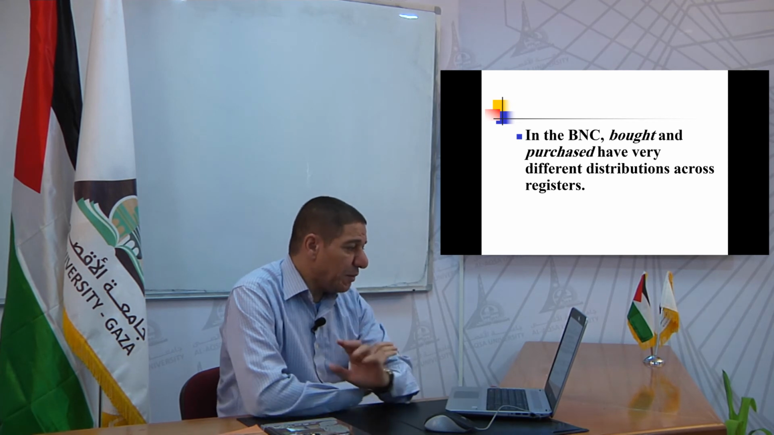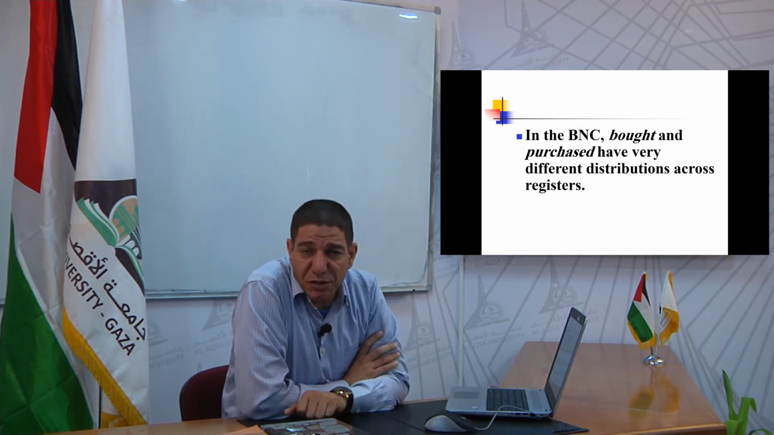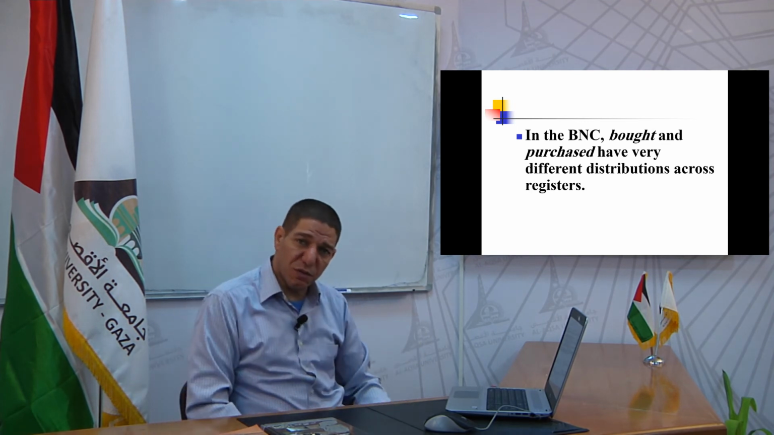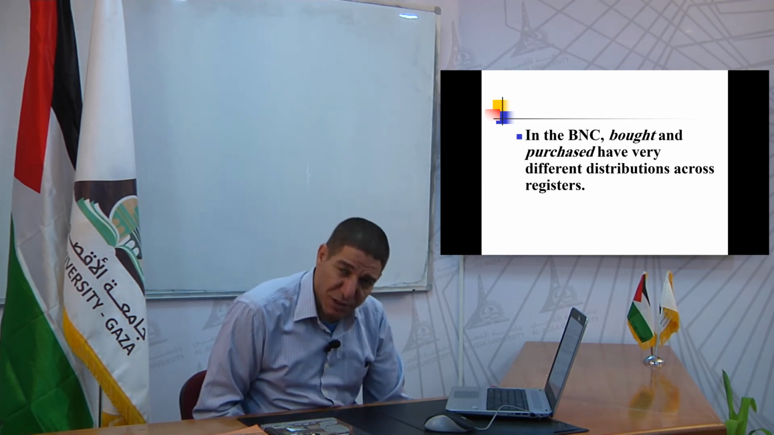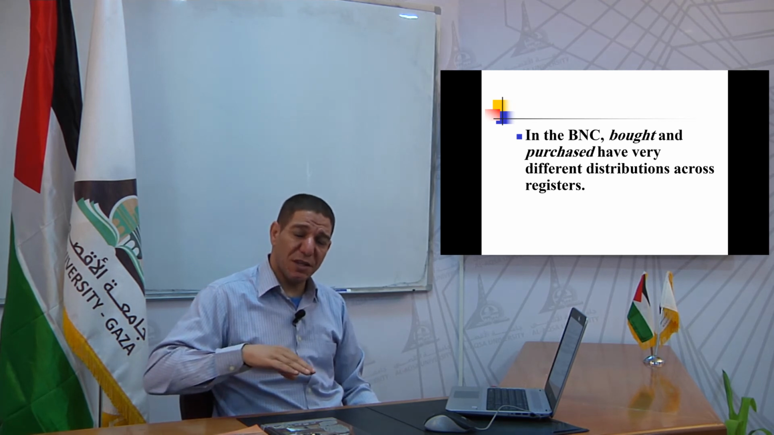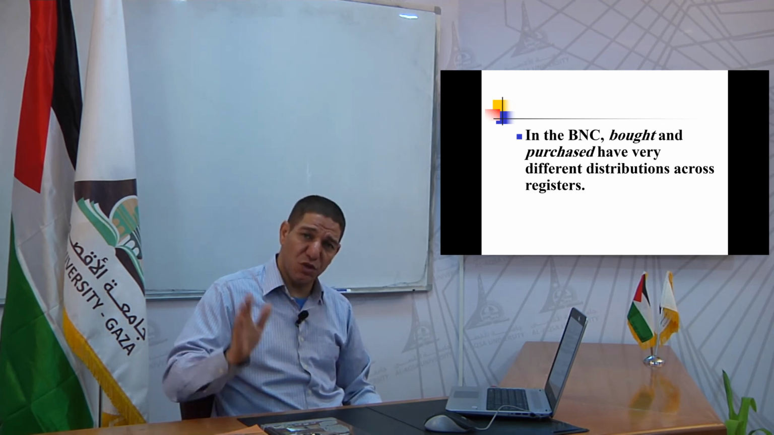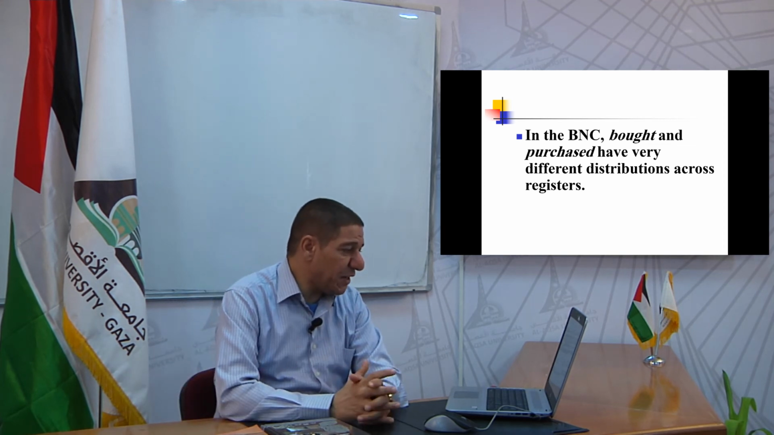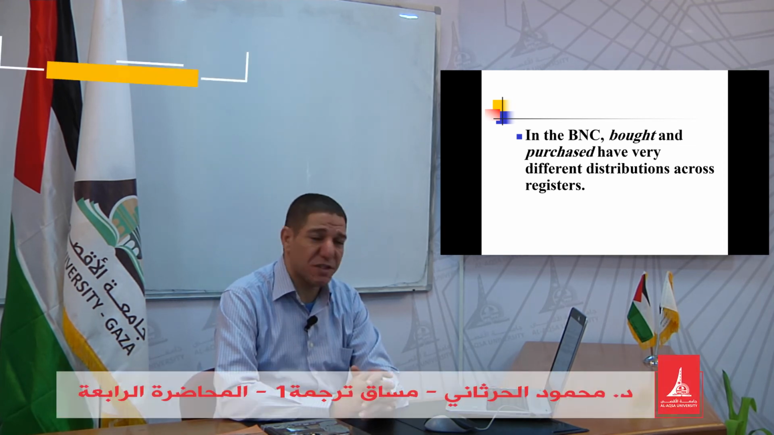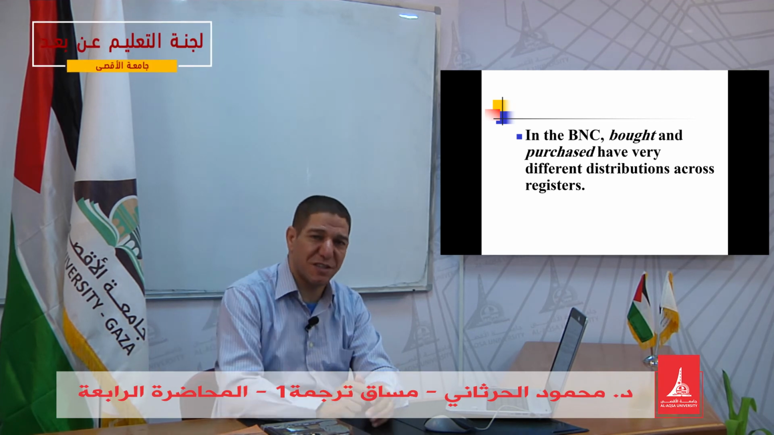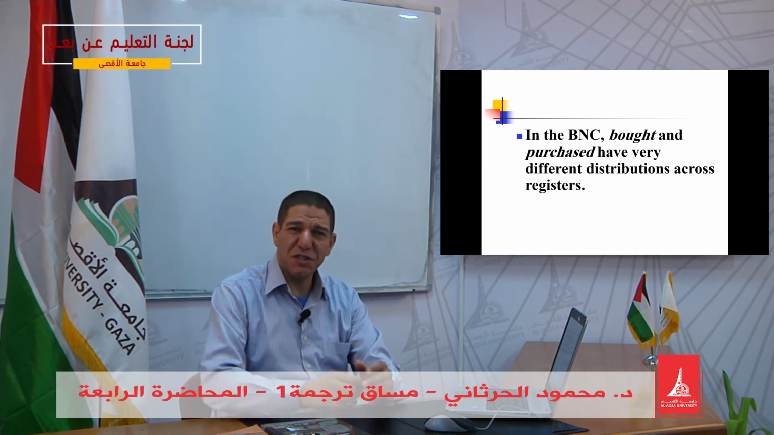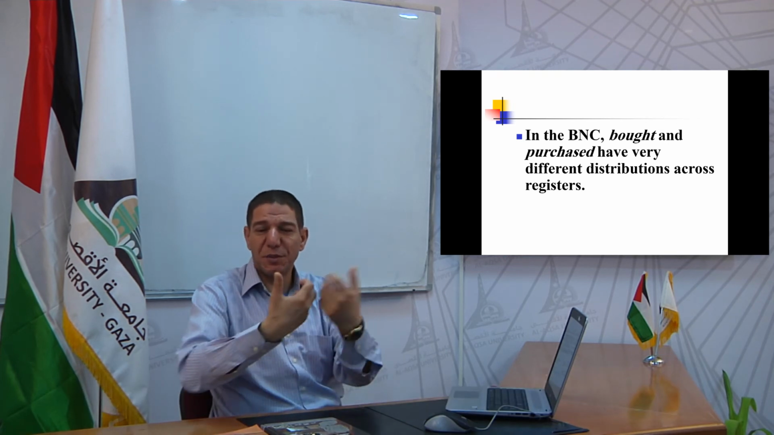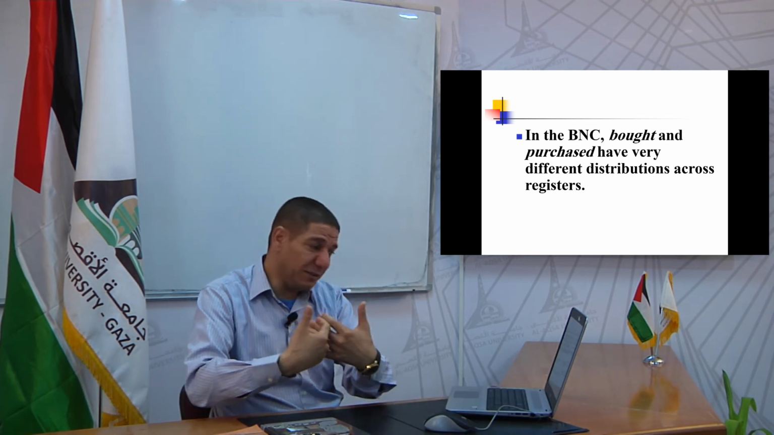In the BNC, which stands for British National Corpus, this is a huge collection of words and vocabulary that tells us about the behavior of language use in English. Bought and purchased have very different distributions across registers. We'll come to the definition of register soon, but register is the language in use related to interpersonal exchanges.